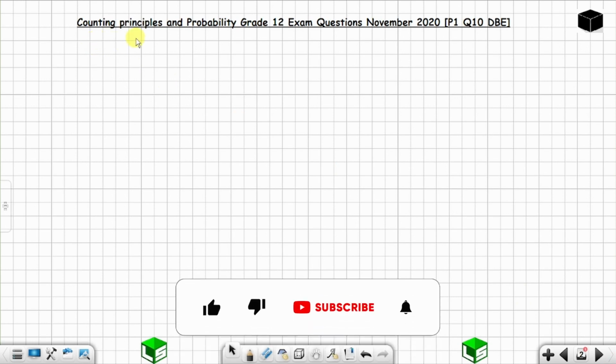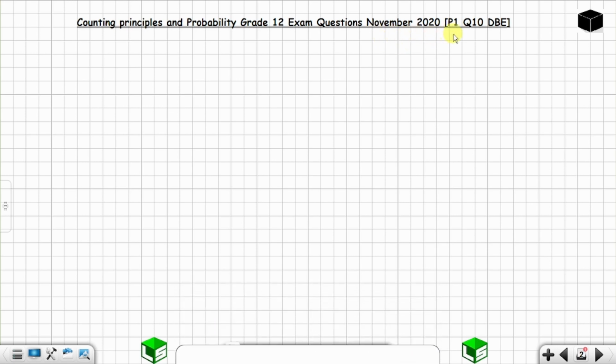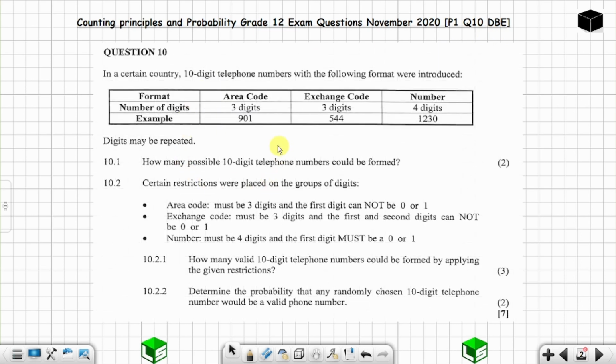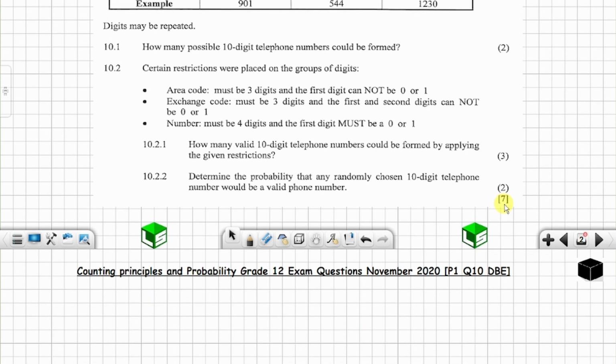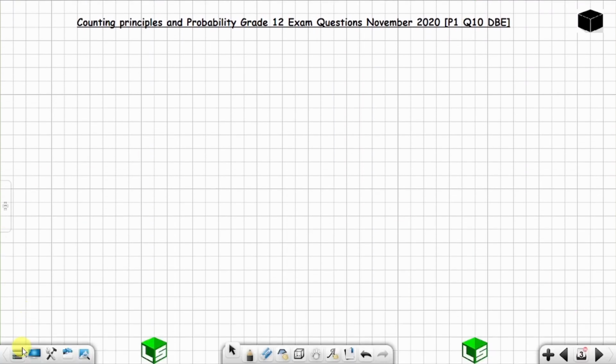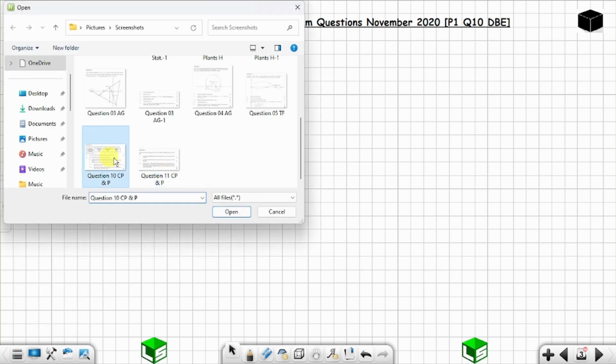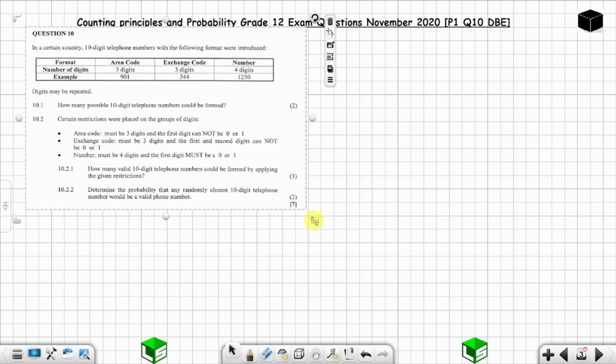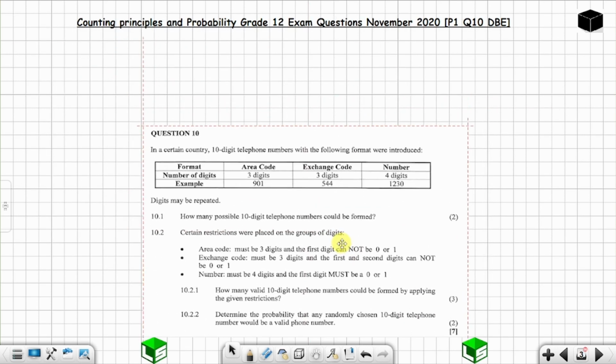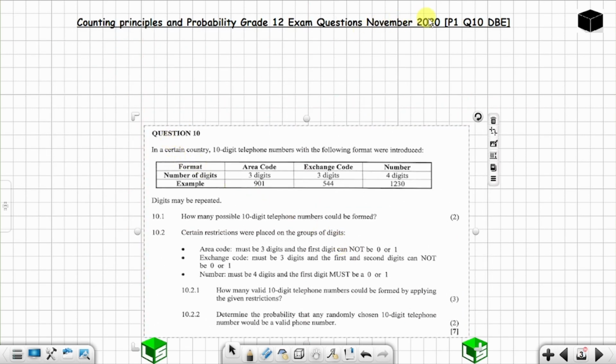Okay, Counting Principles and Probability, Grade 12, Exam Questions, November 2020, Paper 1, Question 10 from DBE. The total is 7 marks. Okay, let me get the question again. Question 10 from November 2020.